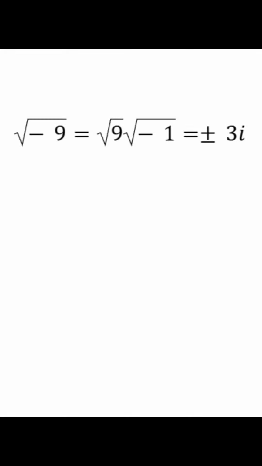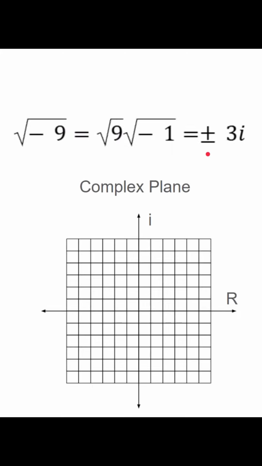So, if we want to find the square root of negative 9, we could simply split it into the square root of 9 times the square root of negative 1. Square root of 9 is plus or minus 3, square root of negative 1 is i. So the square root of negative 9 is equal to plus or minus 3i. This brings us to the complex plane.